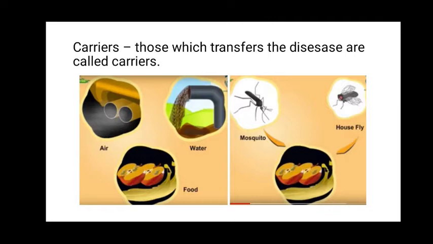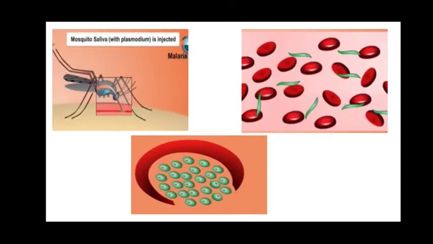Another example of a carrier is the mosquito. There are different types of mosquitoes which carry pathogens. One example is the female Anopheles mosquito, which carries the parasite causing malaria. Another example is the female Aedes mosquito, which carries the virus which causes dengue. So there are different pathogens which are carried by these mosquitoes. This is how mosquitoes carry these pathogens. They try to insert the pathogens, which you can see in the green color. So the pathogens will be inserted into our body through the mosquito or housefly.